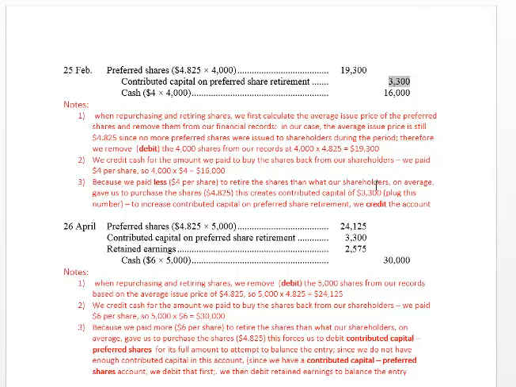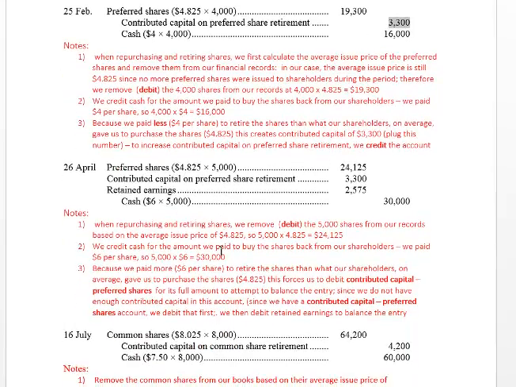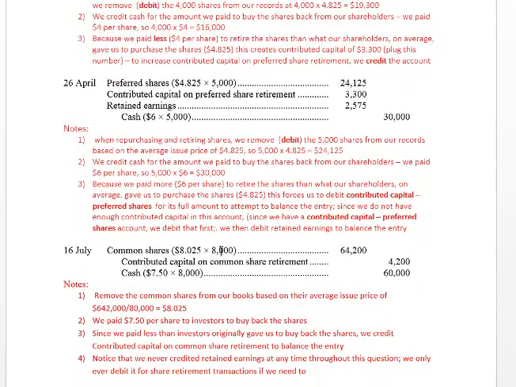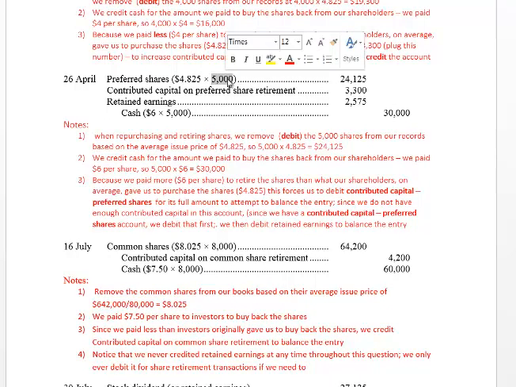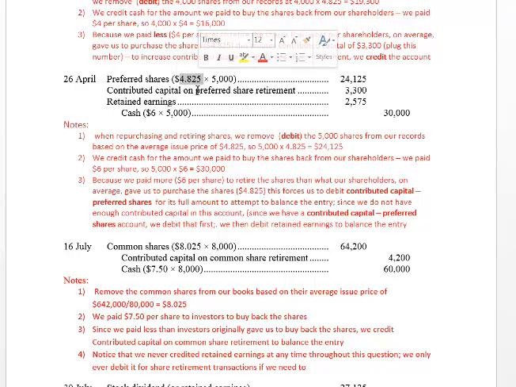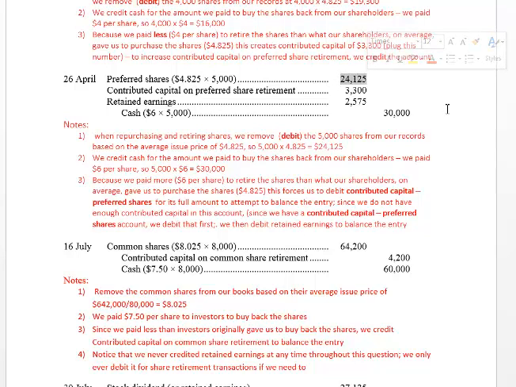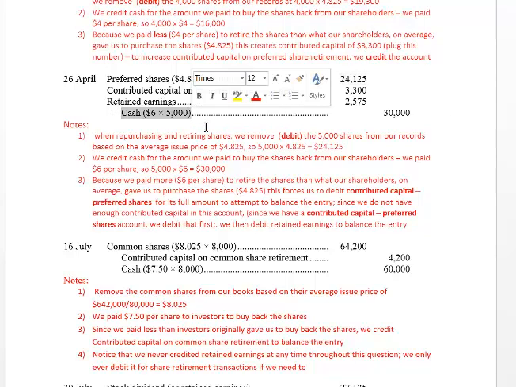All right. Now, if you look at the April 26th transaction, you'll notice here that we're retiring 5,000 more preferred shares, and we would take them off our books at the average issue price, which hasn't changed. It's still $4.82.5. So we would debit the account for $24,125. We would credit our cash for what it's costing us to buy them back and retire them.